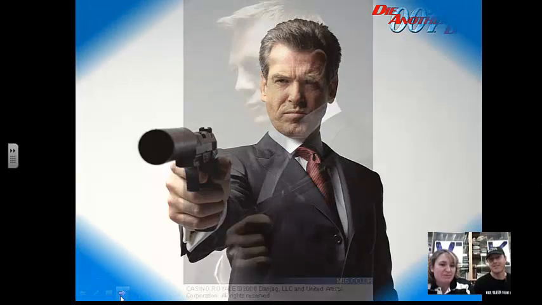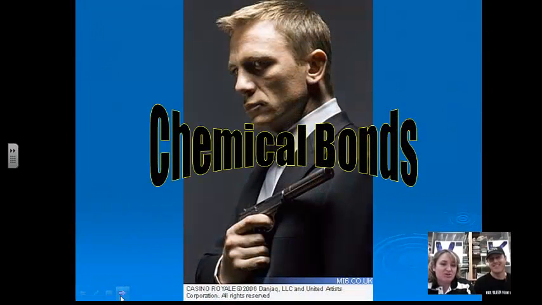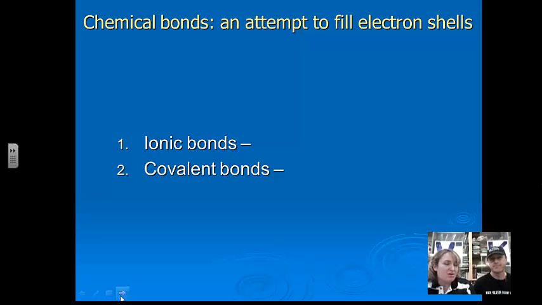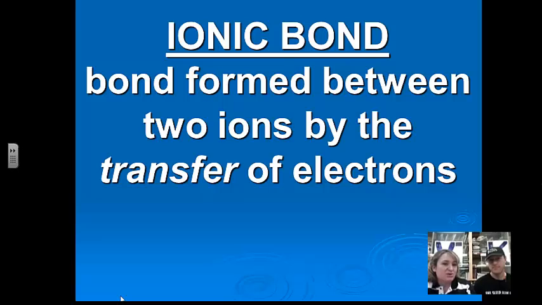So we're not talking about James Bond, although that would be a fun discussion too. We're talking about chemical bonds. And the first type of chemical bond we need to know is an ionic bond. And then the other type is a covalent bond. There's metallic bonds, other kinds, but these are the two we're going to focus on. It's ionic bonding and covalent bonding. So let's start with an ionic bond.